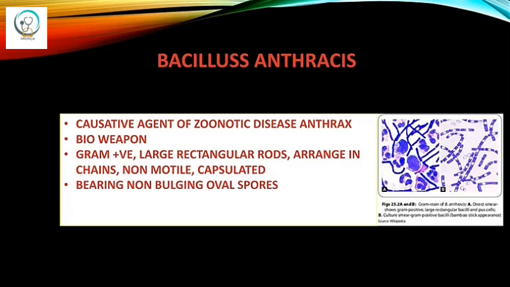First, about Bacillus anthracis. It is the causative agent of the zoonotic disease anthrax, and we know that it is widely used as a bioweapon. About its morphology, it is gram-positive, large rectangular rods, arranged in chains, non-motile and capsulated, and it bears non-bulging oval spores.